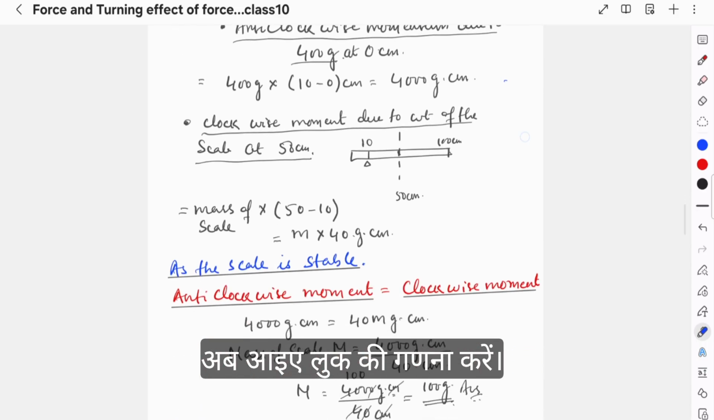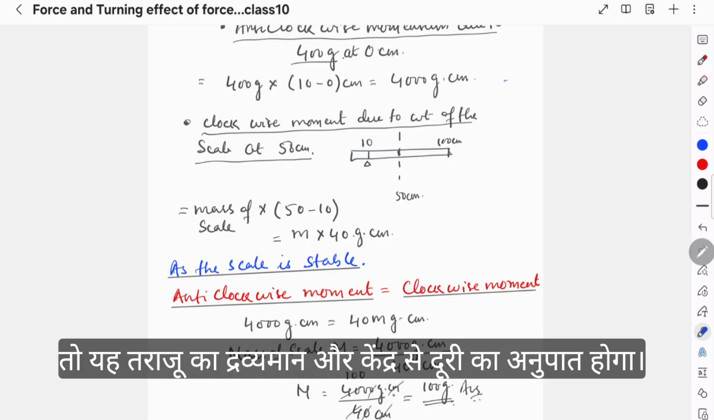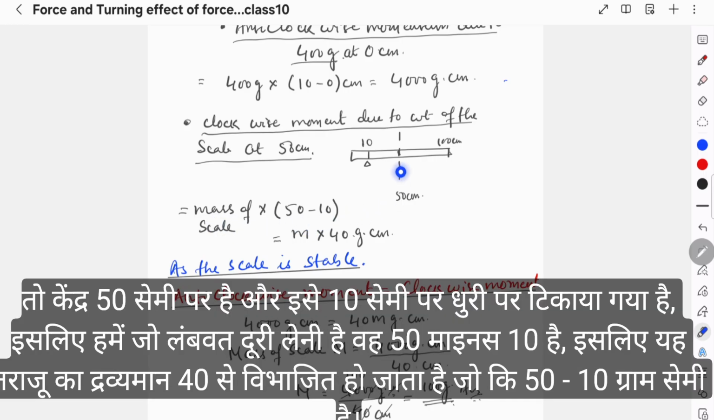So now let us calculate the clockwise moment due to the weight of the scale. So this will be the mass of the scale into the distance from the center. So the center is at 50 centimeter and it has been pivoted at 10 centimeter. So the perpendicular distance what we have to take is 50 minus 10. So it becomes mass of the scale into 40, which is 50 minus 10 gram centimeter.